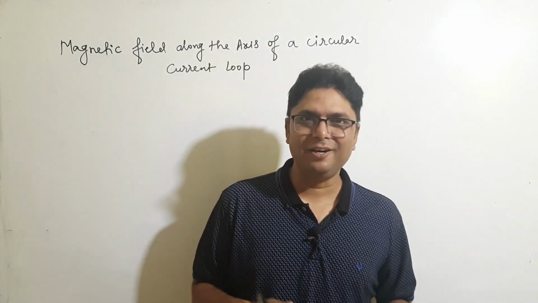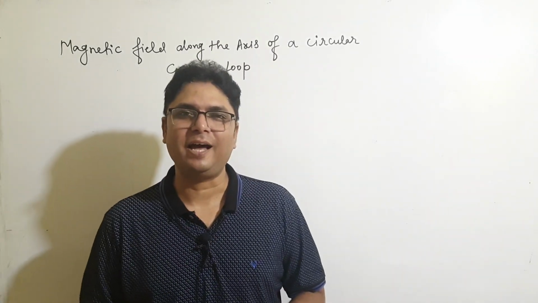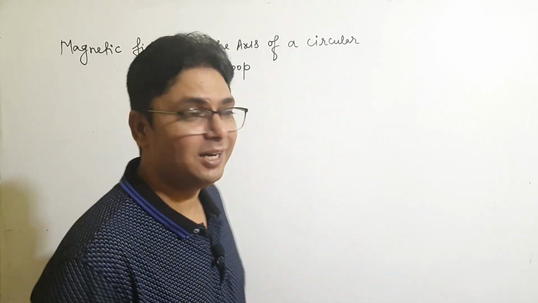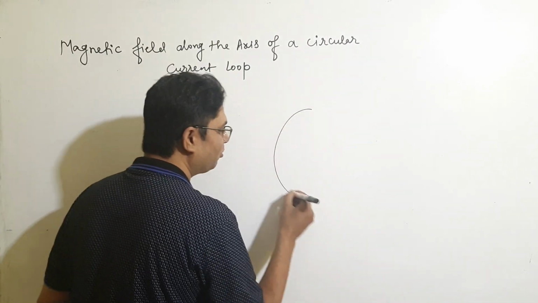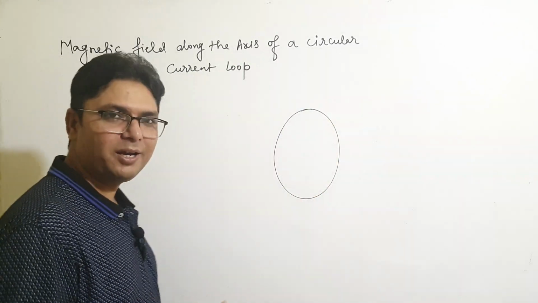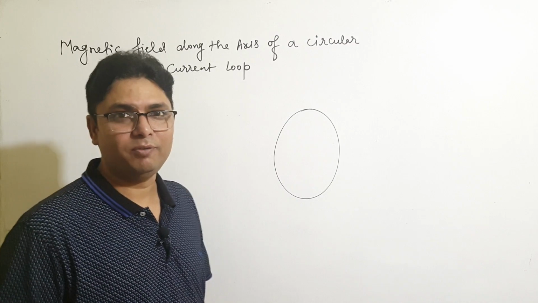Friends, let's learn the magnetic field along the axis of a circular current carrying loop. Let us take a circular current carrying loop. This is a circular current carrying loop. Let the plane of the circular current loop be normal to the plane of the paper.